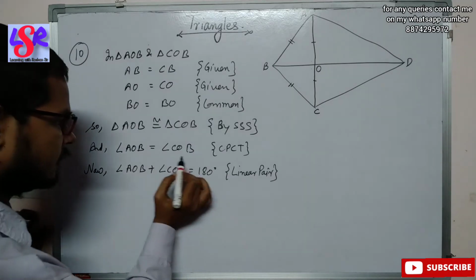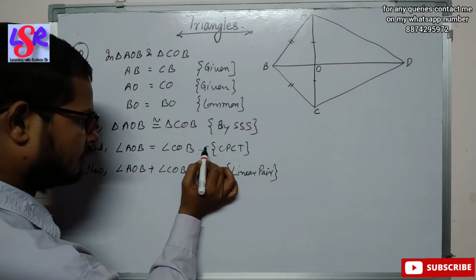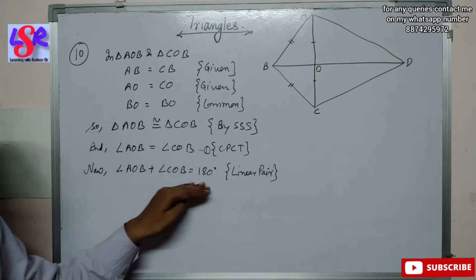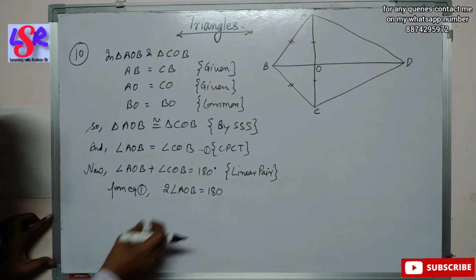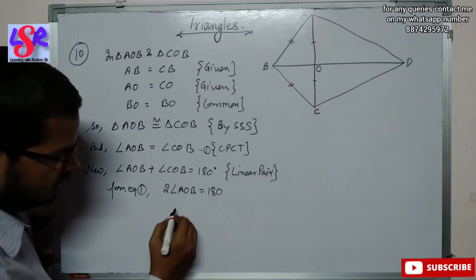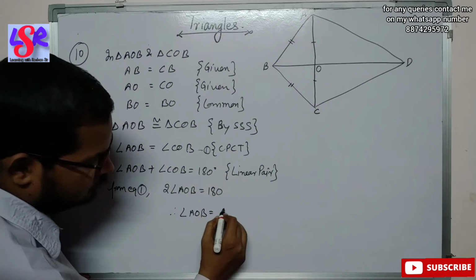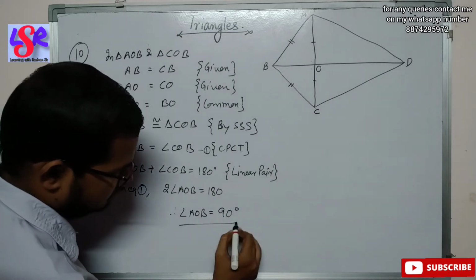And from this relation, let this one be equation number 1. From here we can conclude that twice of angle AOB equals 180 degrees. And as twice of angle AOB is 180 degrees, therefore angle AOB will be equal to 180 upon 2, that is 90 degrees. Hence proved.